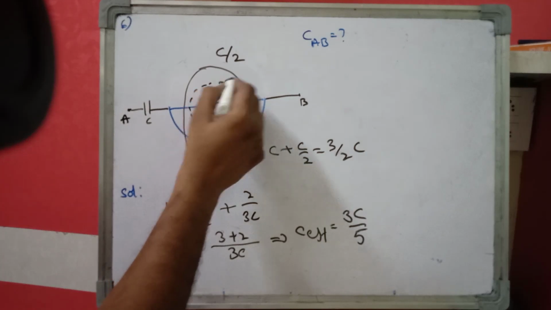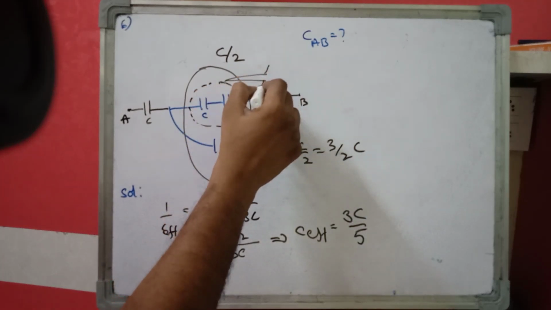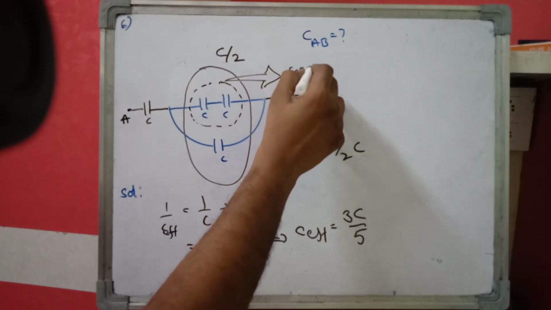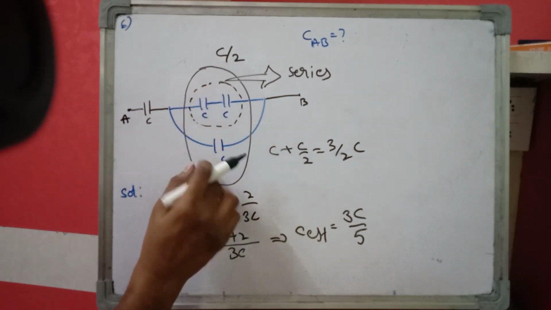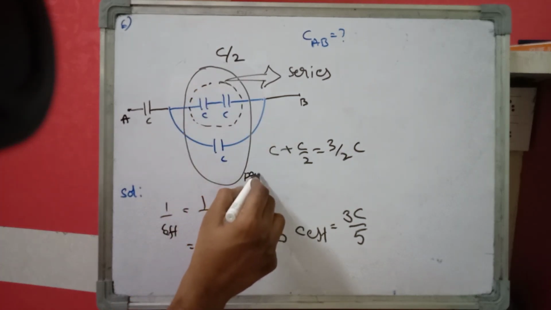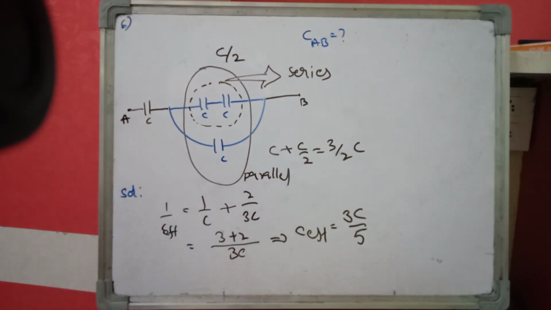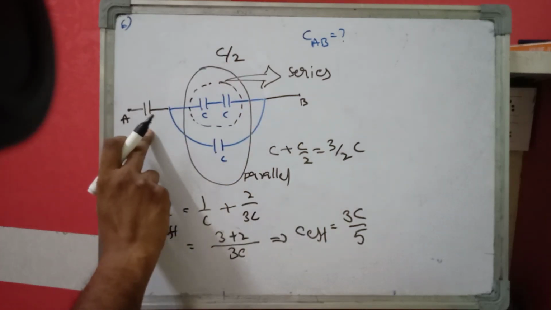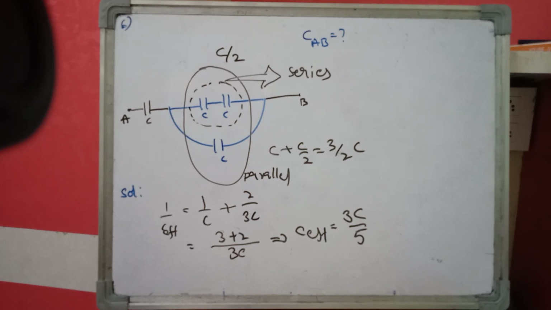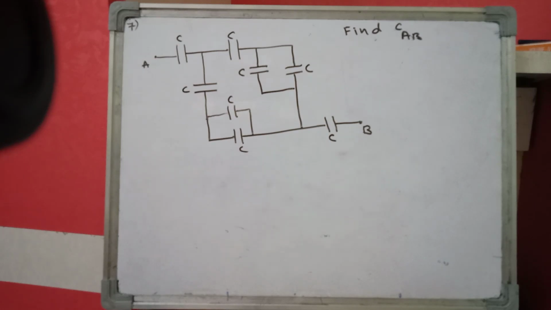Here these two are in series. Again this combination and this capacitor, these two are in parallel. And this entire combination and this C, both are in series. Find the effective capacitance across A and B, you are asked to find. So let us calculate the effective capacitance across A and B.